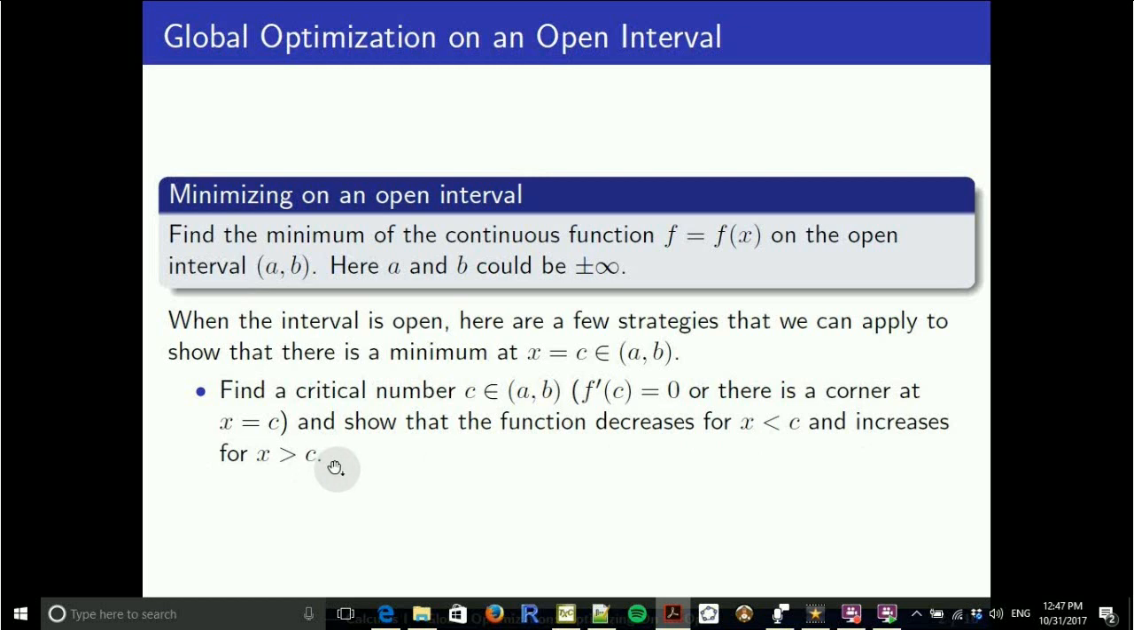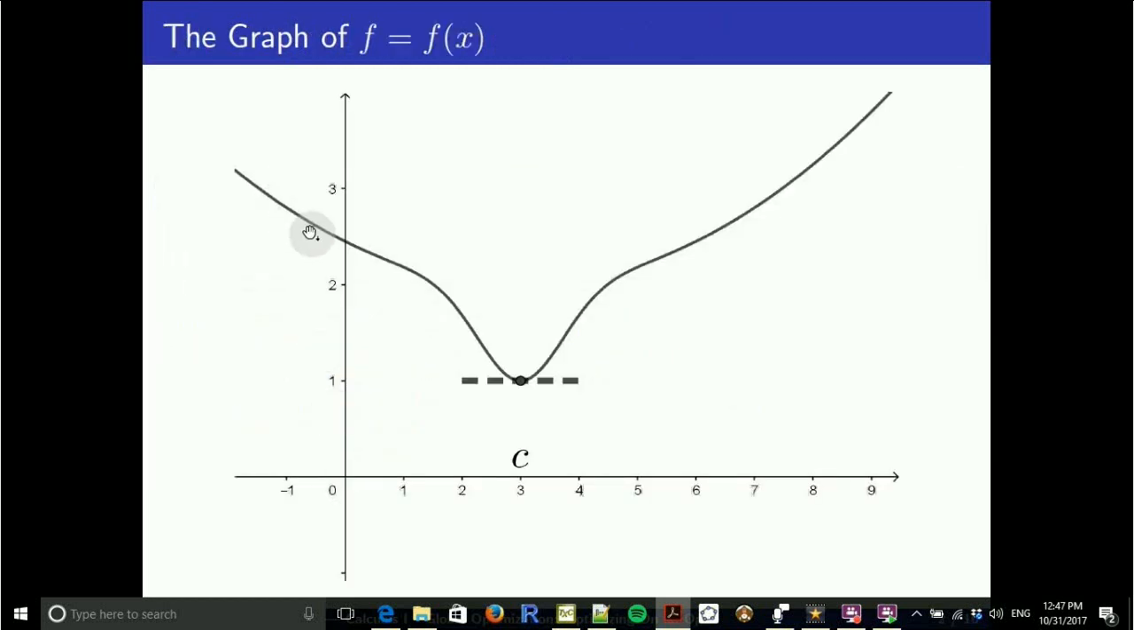This is shown in the following figure, where the function decreases before c and increases after c, making c a place where there's a minimum.